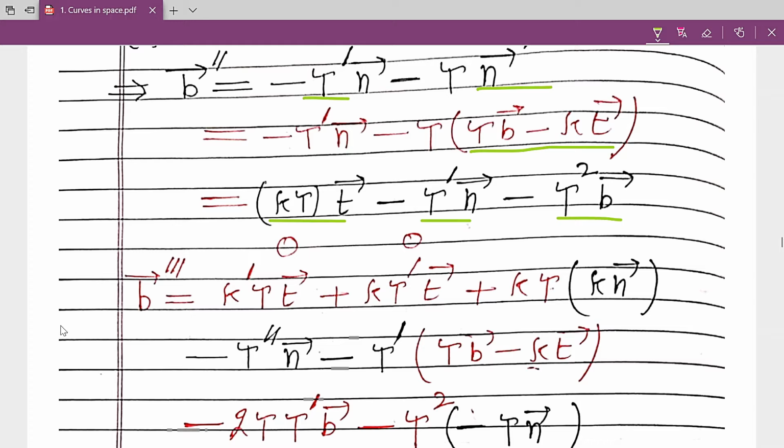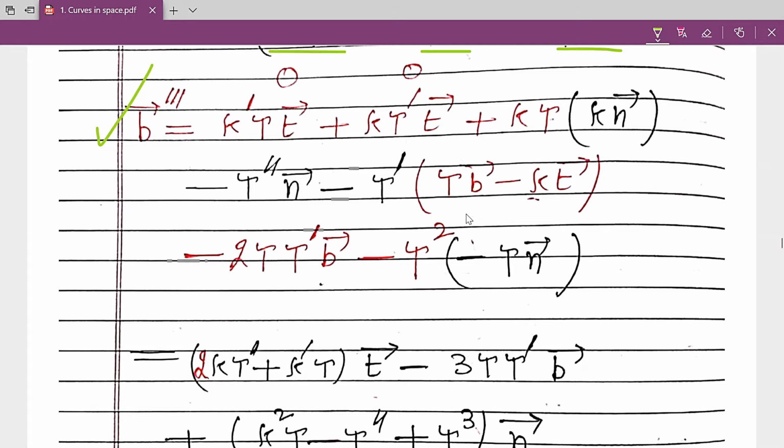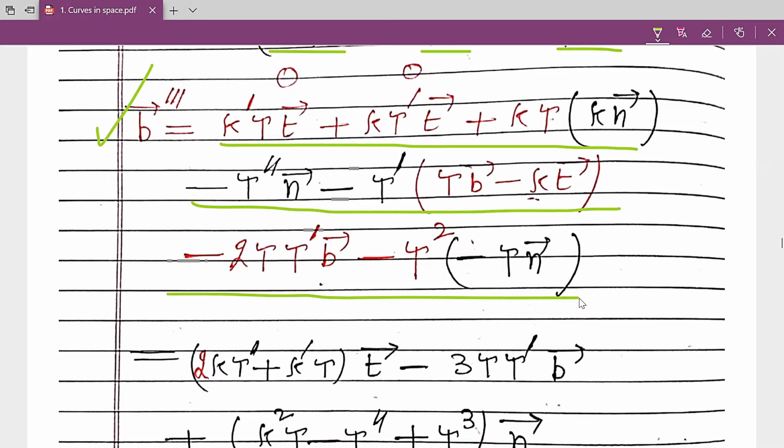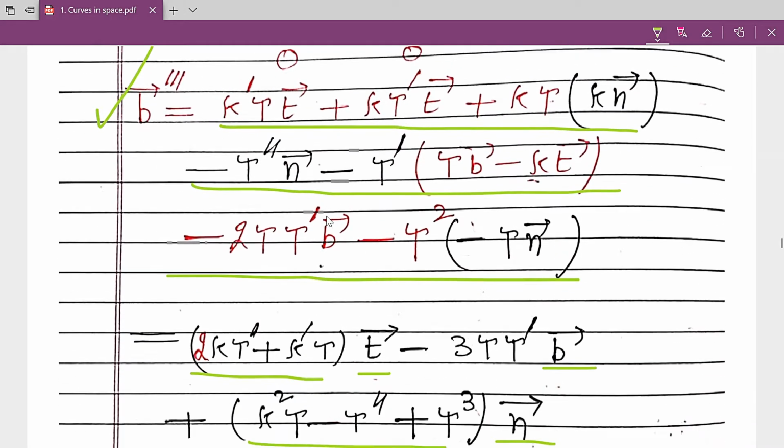Now again differentiate with respect to s. Clear? So this derivative, now it contains 3 terms, it contains 2 terms, it again contains 2 terms. Now differentiate. So we get these terms equal to this. From the first we get these 3 terms, we get these 2 terms, clear? And then we get these 2 terms, right? On simplification, we get these values. This into t vector, and this into b vector, and this into n vector, clear? So we get the value of b triple dash.